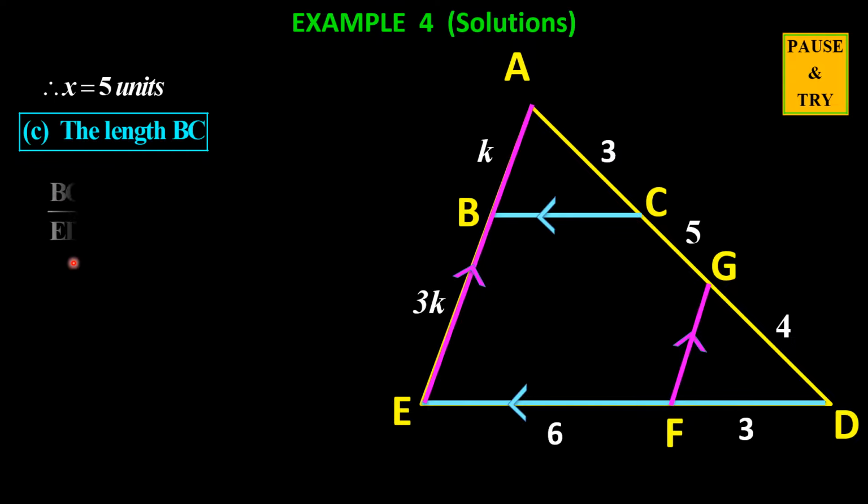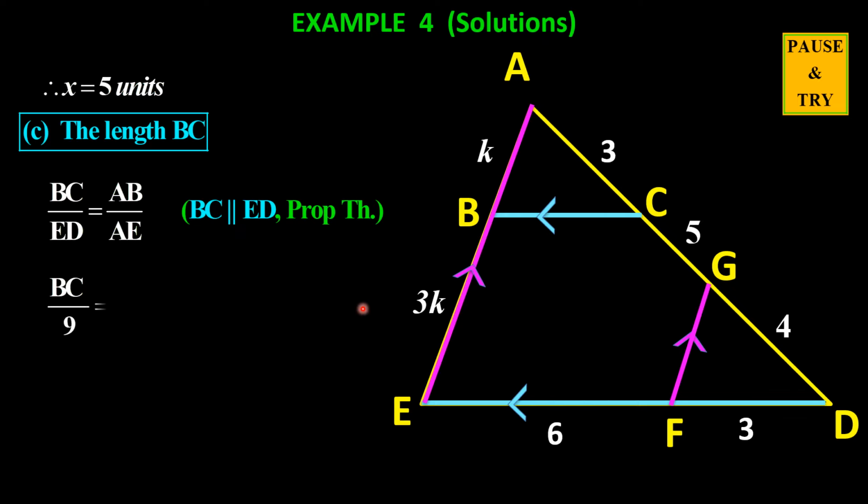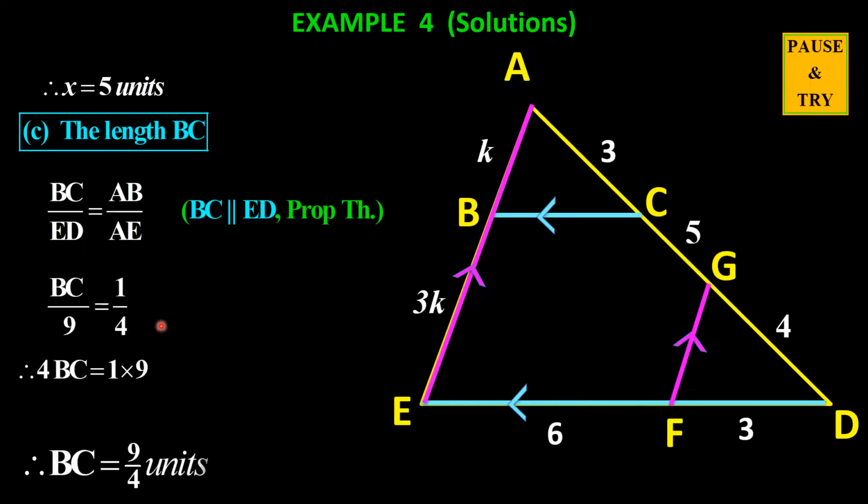So let's set up the proportion. We have BC over ED, and we're taking AB over AE. You could also have taken it on the other side, but it is much simpler looking for it on this side. So BC is unknown, and ED is 6 plus 3, that is 9. AB is 1, and AE is 1 plus 3, which is 4. We can then calculate BC, and BC in this case ends up as 9 over 4 units.